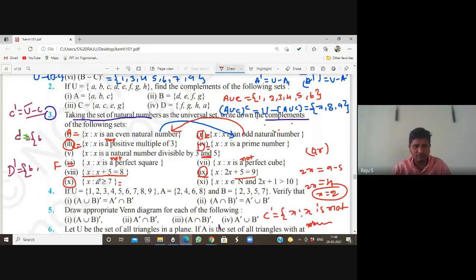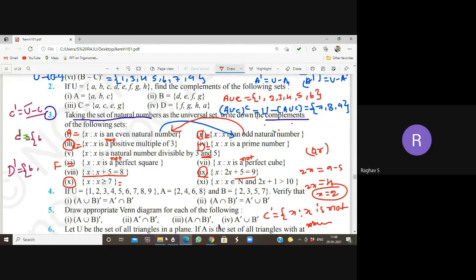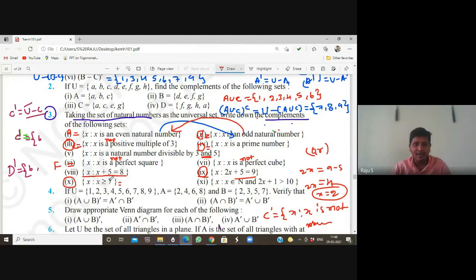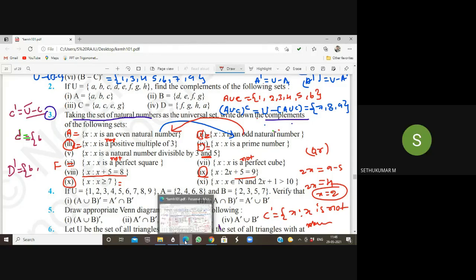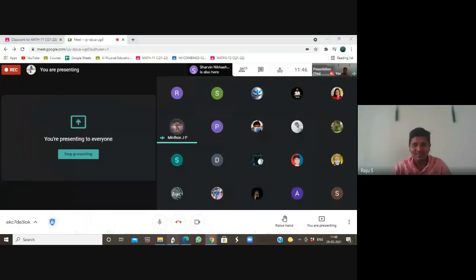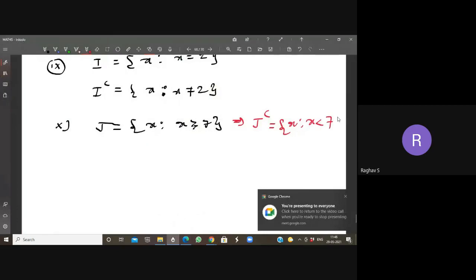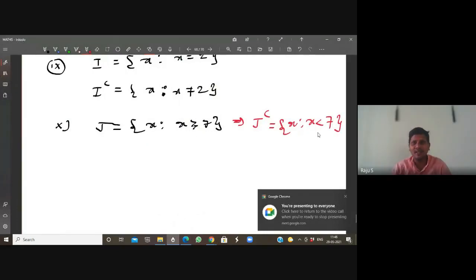10th subdivision. Greater than or equal to 7 is there. Then simply, what is the complement? Less than 7. So 1, 2, 3, 4, 5, 6. No need to write it as a statement in roster form; say it in set builder form.